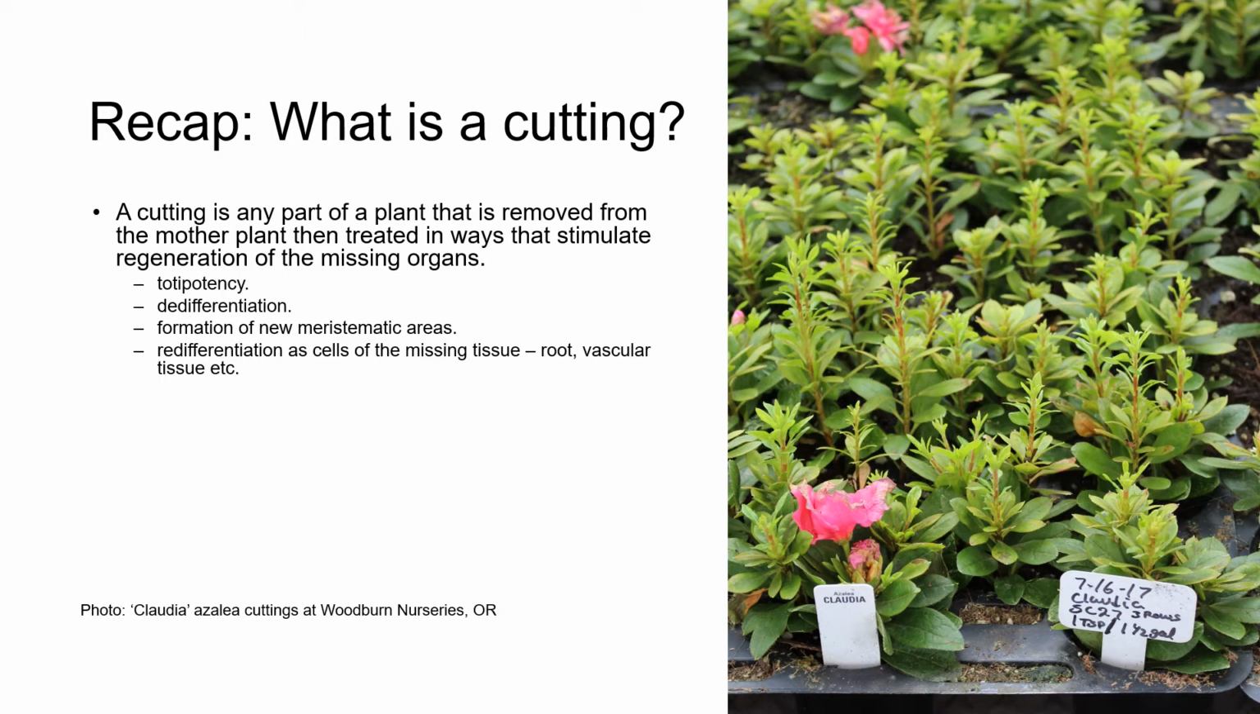We're taking advantage of plant cells' totipotency, which refers to the ability of cells to de-differentiate, form new areas of meristematic growth, and then re-differentiate as cells of the missing organs. We can promote this activity by the wounding process involved in taking the cutting and by applying exogenous auxins.